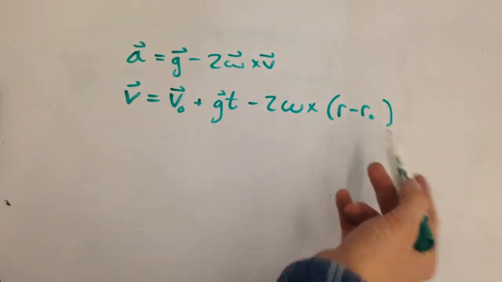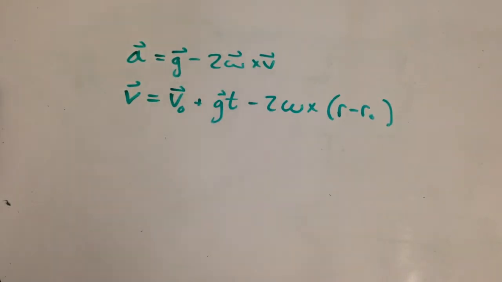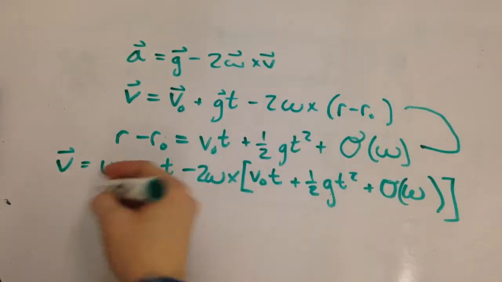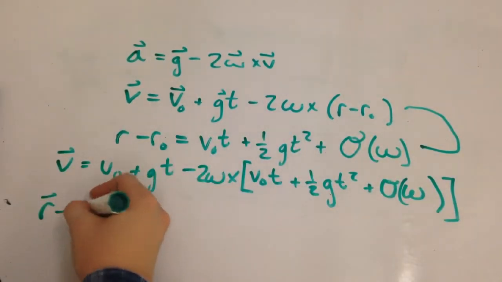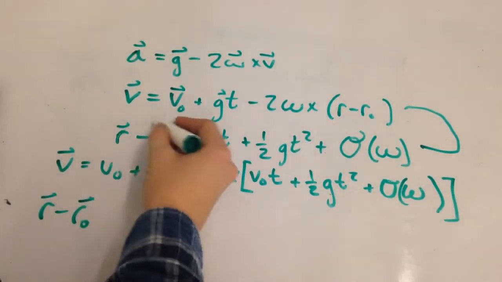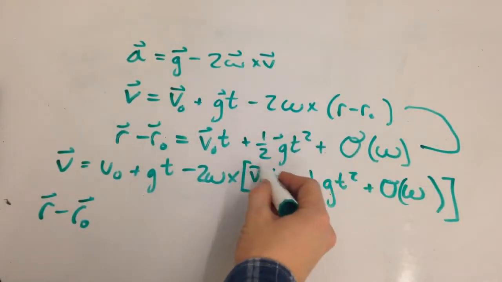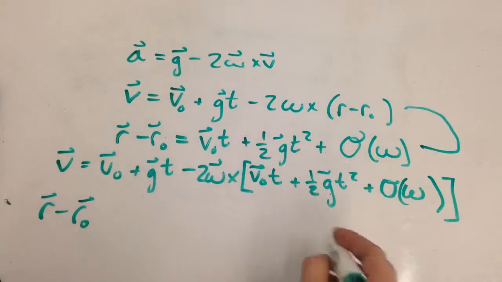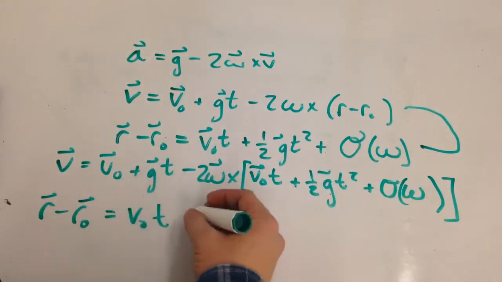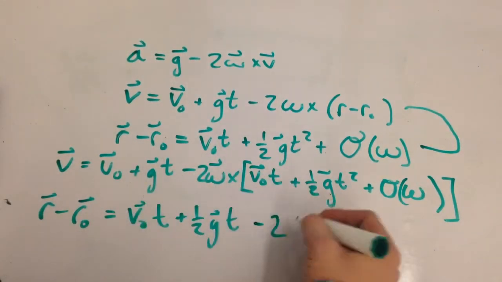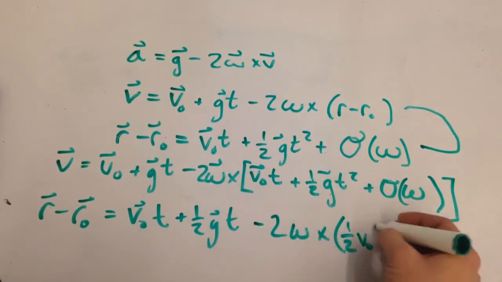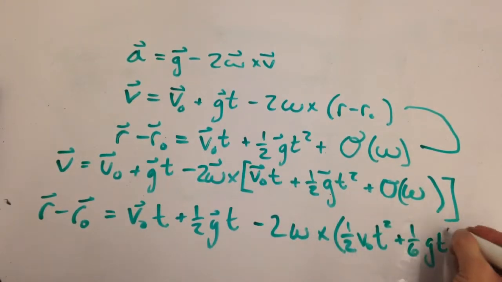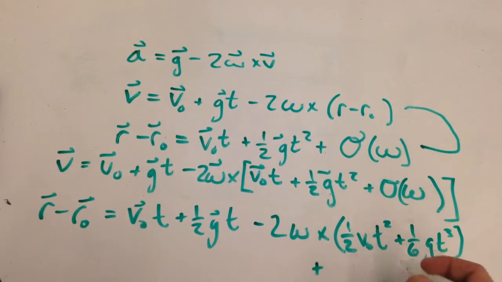To integrate again, we would need to know r minus r naught as a function of time, which is precisely what we are trying to compute. The recalcitrant term in this equation is already of order omega, however, so we may proceed by successive approximations. First, we integrate our equation for velocity to 0th order in omega to get r minus r naught is equal to v naught t plus 1/2 g t squared plus terms of order omega.